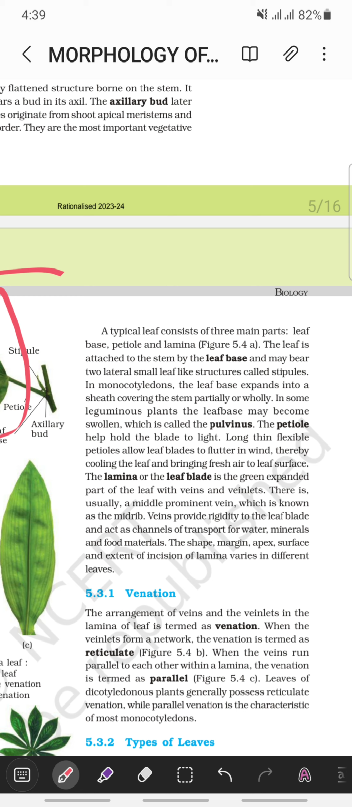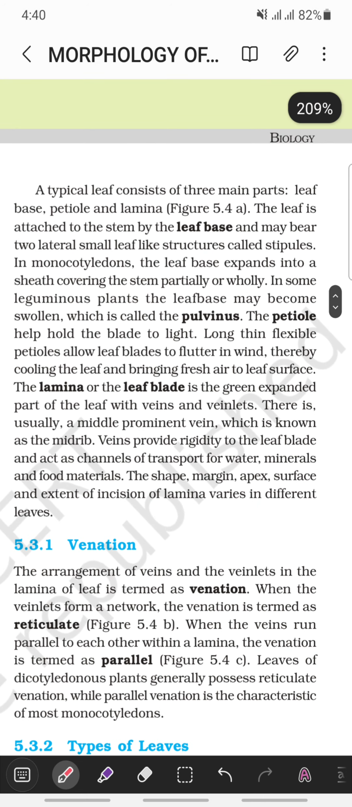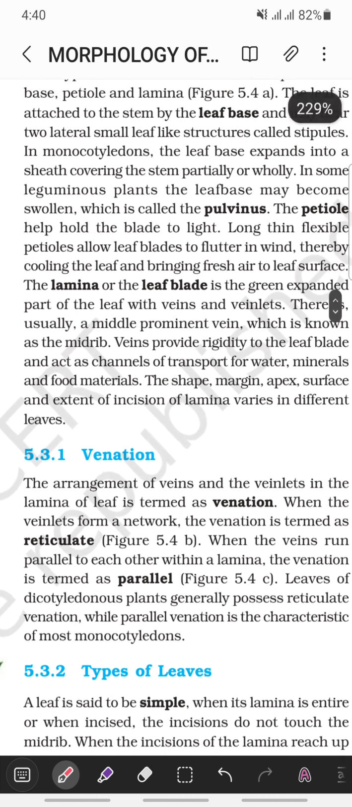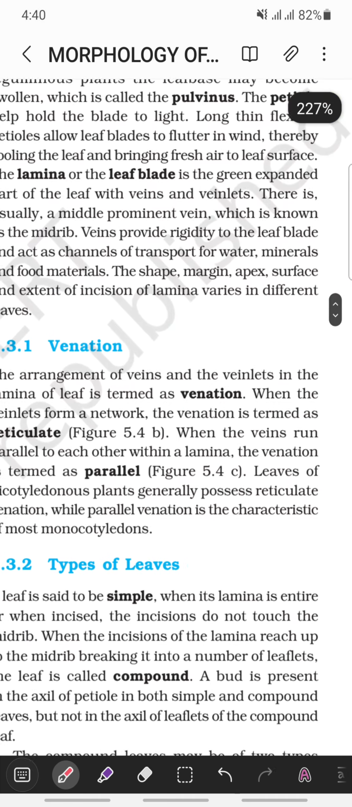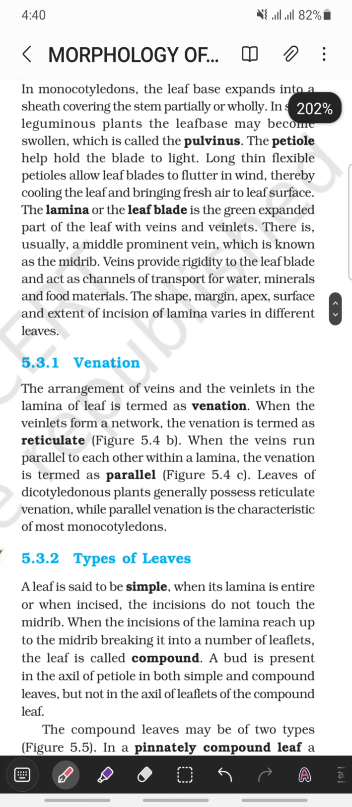There is usually a middle prominent vein which is known as the midrib. Veins provide rigidity to the leaf blade and act as a channel to transport water, minerals, and food materials. The shape, margin, apex, surface, and extent of incisions of the lamina vary in different leaves. Venation: the arrangement of veins and veinlets in the lamina of a leaf is termed venation.